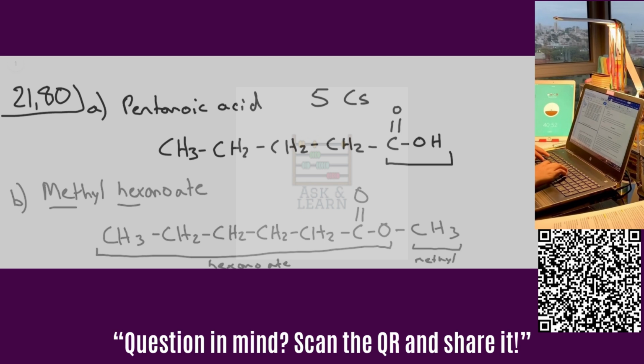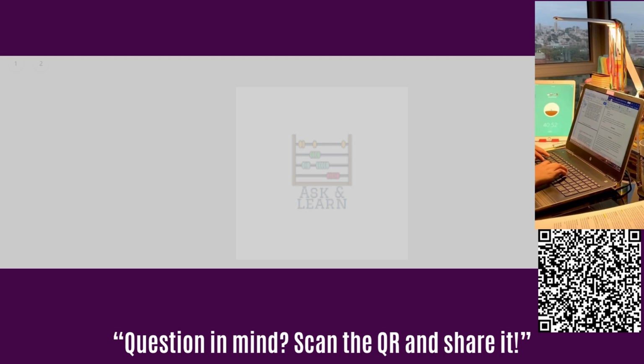So the part that's connected to the oate, which identifies it as an ester, is the hydrocarbon chain connected to the carbon double bonded to the oxygen. So let's go ahead and move on to part C, where we're given 3-ethyl heptanoic acid.